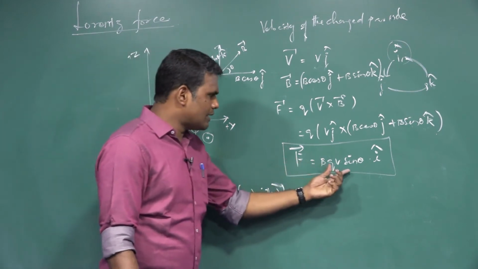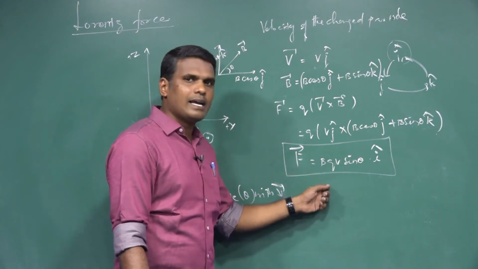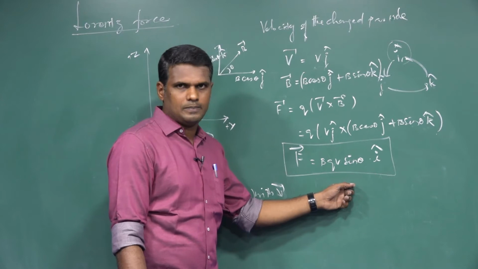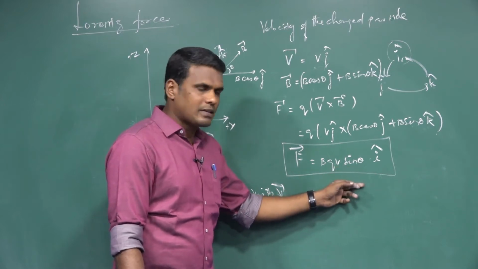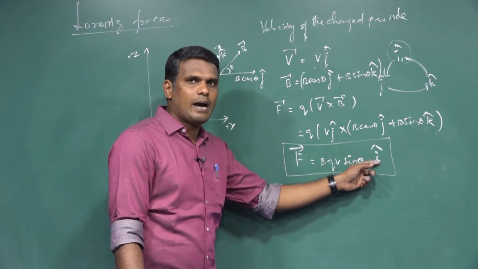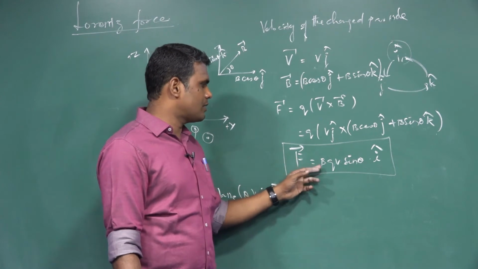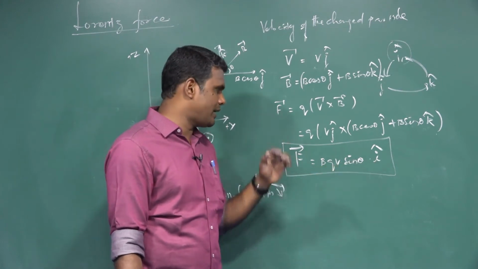So you just look at the case here, BQV sin theta. If I represent this in vector form, once again I can write Q into V vector cross B vector. And what is the direction? Direction is along the direction of i cap, unit vector, along the x direction. So force F vector is equal to BQV sin theta into i cap.